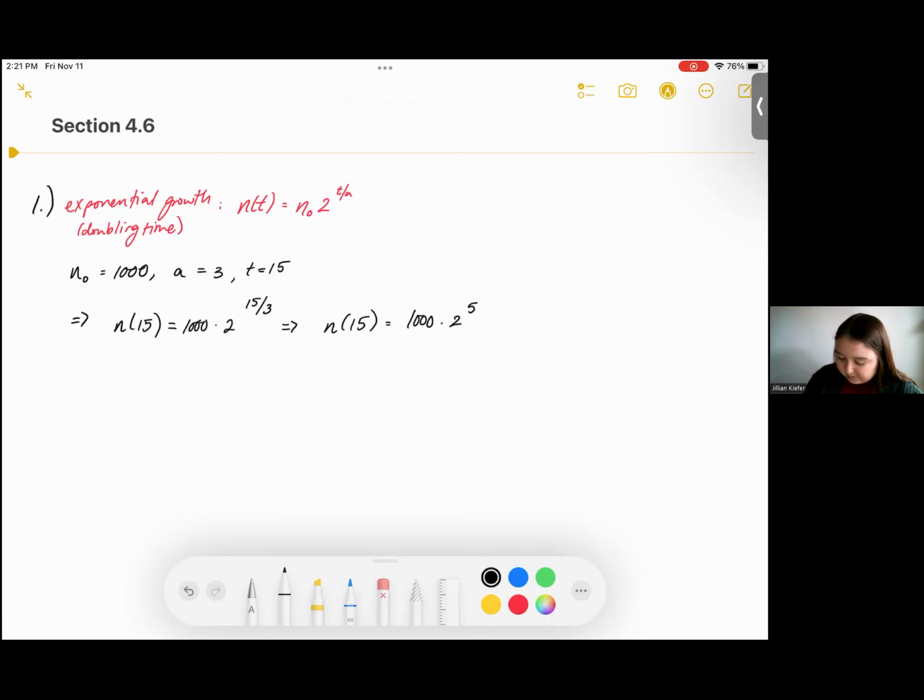So we can keep solving for this. n of 15 is equal to 1,000 times, and 2 to the power of 5 is 32.